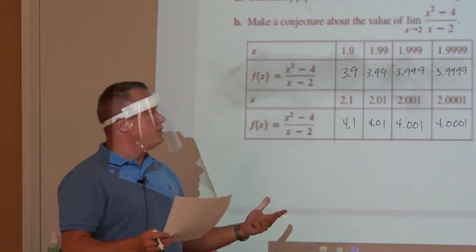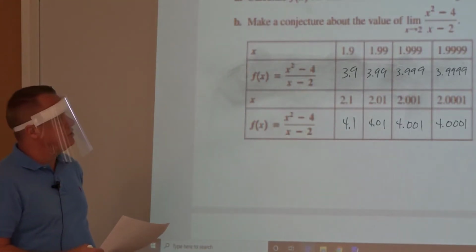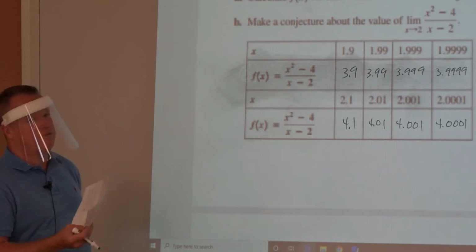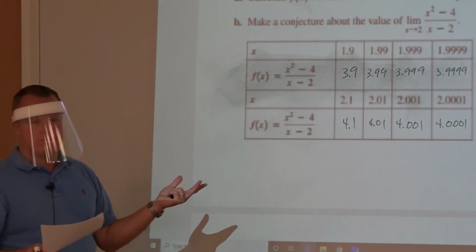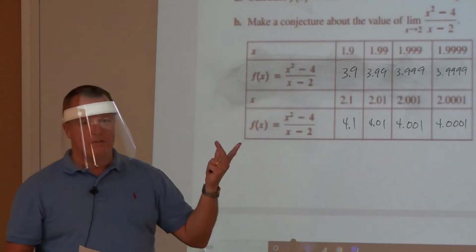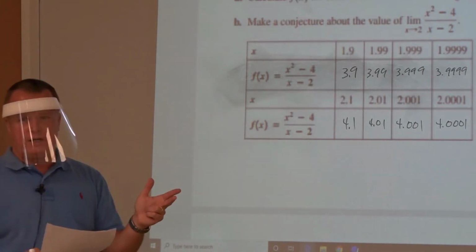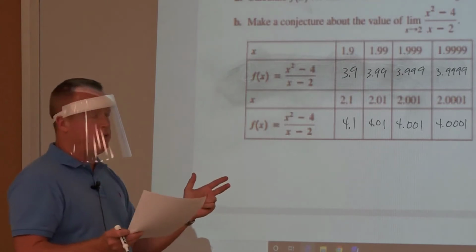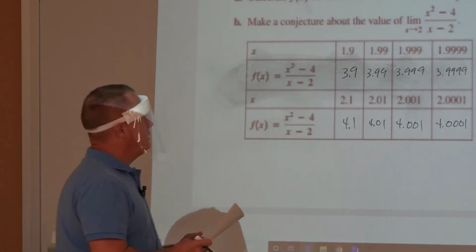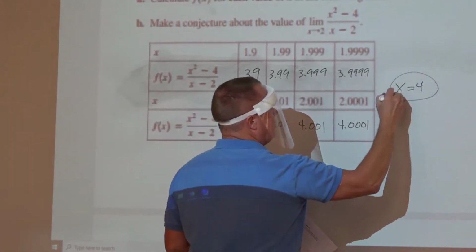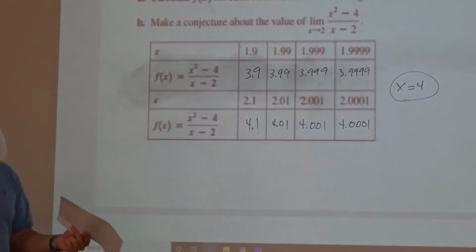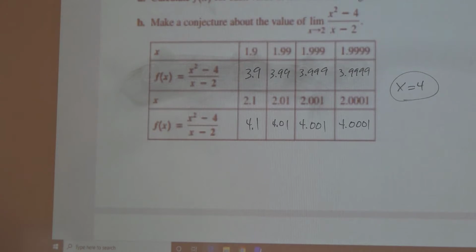So what do you think the limit of the function as x approaches 2 would be? You would think it would be 4. Now we will see how to know for sure it's 4. So we're just making a conjecture by looking at numbers. But it is 4, and we will see later why, a way that we can know analytically that it is 4 for sure.